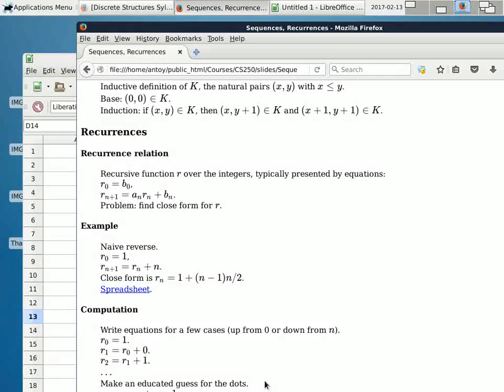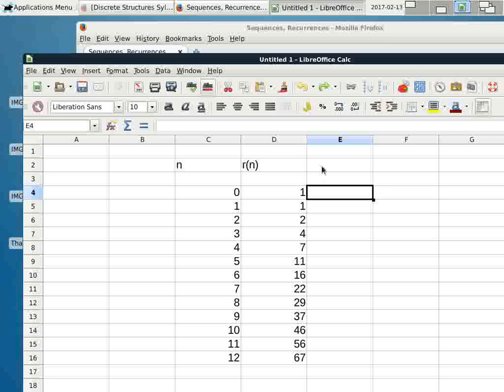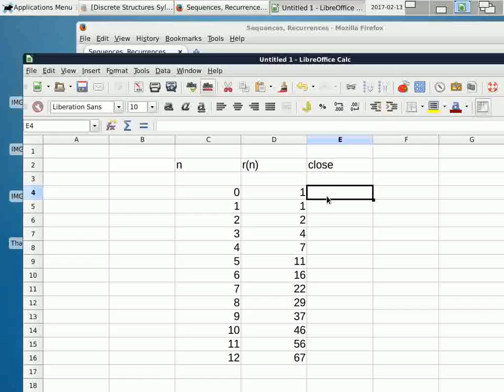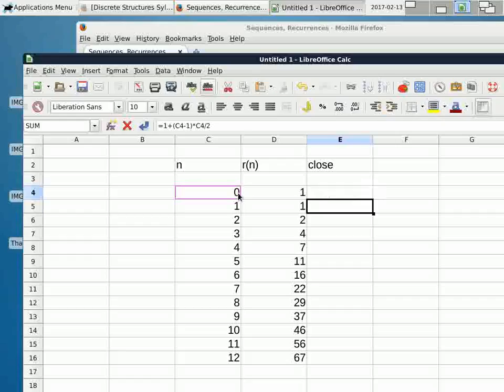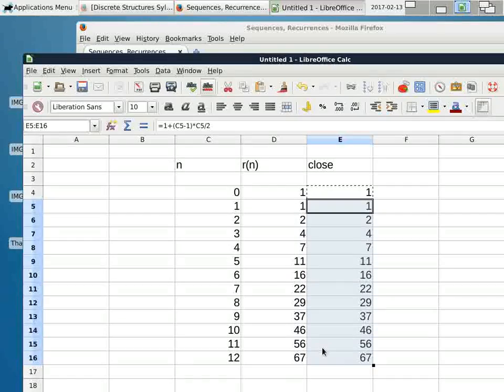So now, how do we know whether we got this right? Well, we put this in the spreadsheet and we look at the two columns. So here, I put the closed form. So the closed form will be equal 1 plus this one minus 1 times n, which is this one, divided by 2. Da-da! As you can see, the lines are the same.